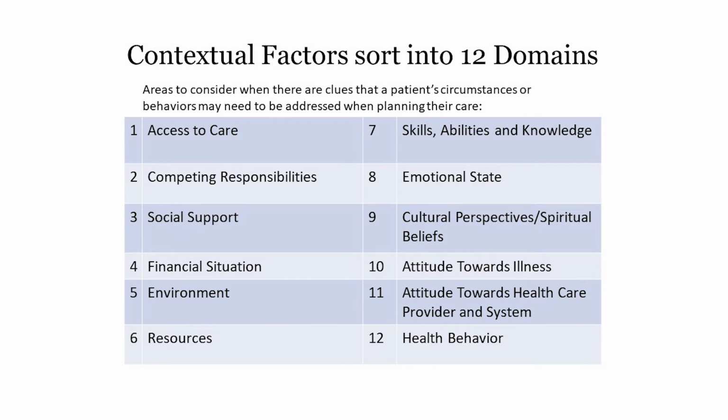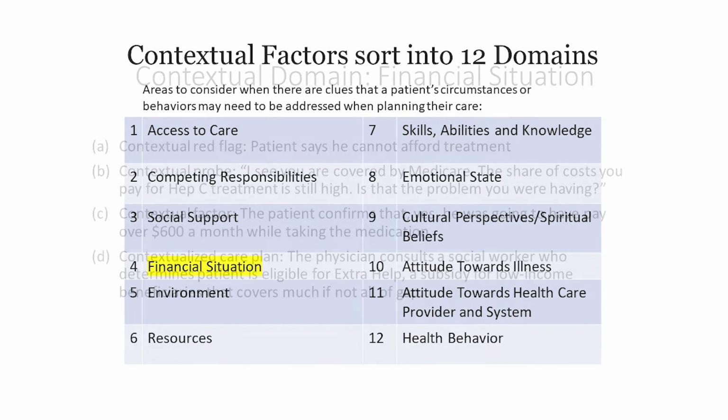Now, let's say we want to add patient context to enrich the case. The first step is to go and have a look at the 12 domains and think about which ones we want to draw on. So, for instance, take financial situation. We know that cost is a huge barrier for many patients seeking care for hepatitis C. And for that reason, we may want to enrich our case with an issue related to cost.